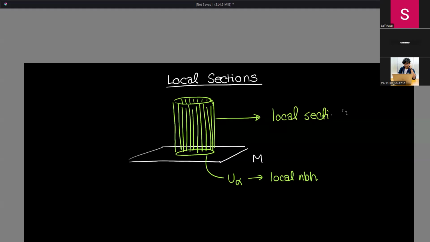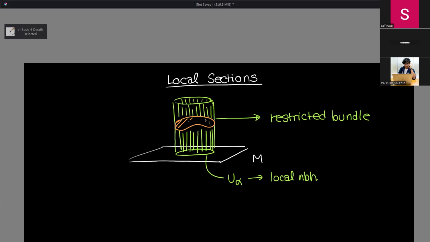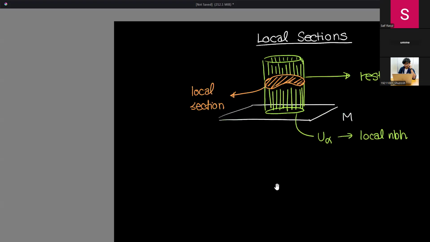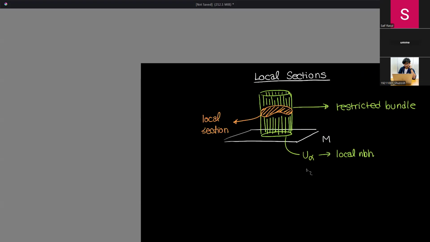Sorry, this is not the local section. I would call this the restricted bundle. I don't think it has an official name. There's one more step to get the local section, which is we actually have to take a section out of this. It's not very visible, so I'm going to erase some of these bundle fibers to draw this. If we took a section out of this, it would be called a local section, as opposed to a global section, which is defined over the entire manifold.